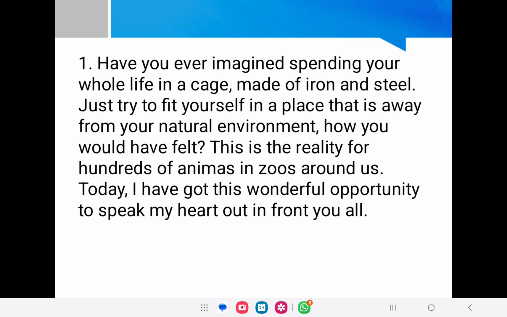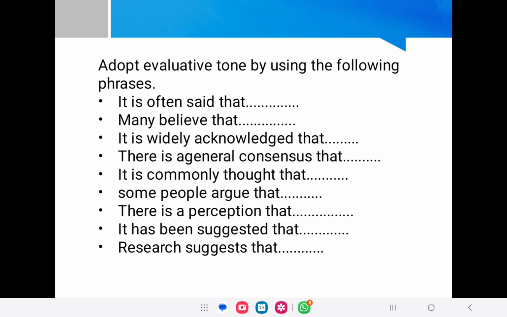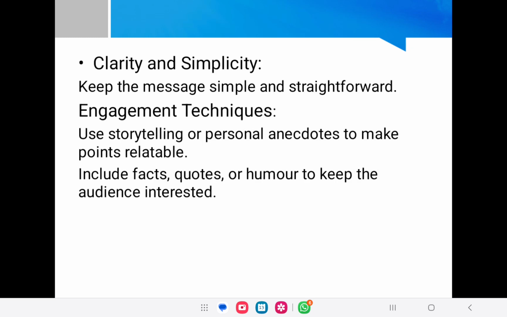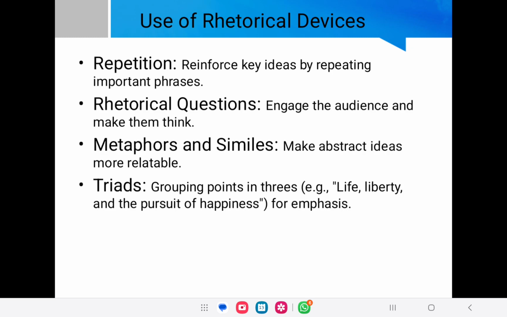One more thing I wanted to discuss, then I'll come towards the topic, and that is the use of rhetorical devices. One is the rhetorical question. Another is repetition. Reinforce key ideas by repeating important phrases. You must have heard an important speech that we all know, I Have a Dream. I think it is one of the most famous speeches. So you can use repetition as a rhetorical device, and in this way you can make your speech interesting.